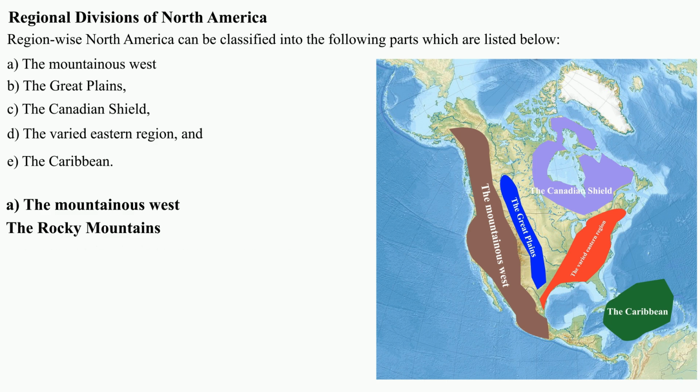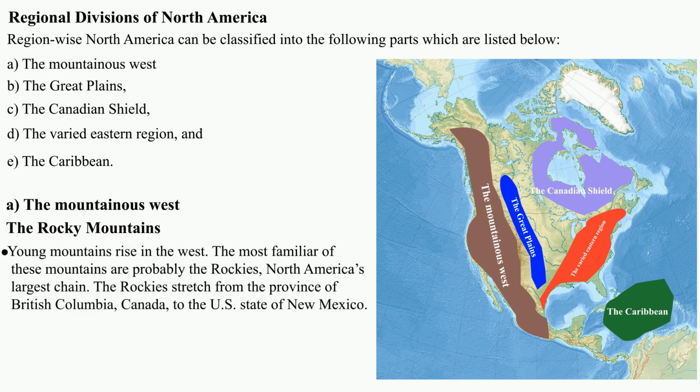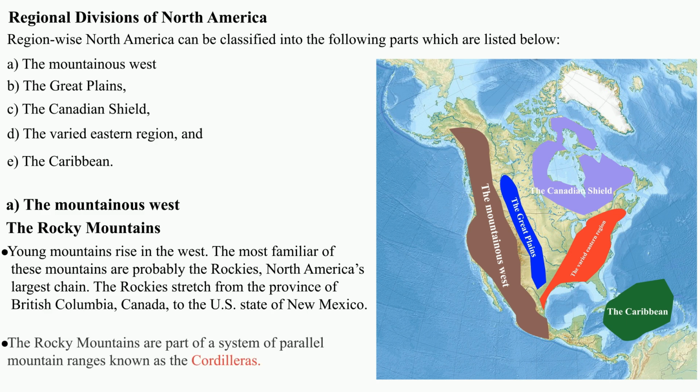The Rocky Mountains are young mountains that rise in the west. The most familiar of these mountains are probably the Rockies, North America's largest chain. The Rockies stretch from the province of British Columbia, Canada, to the US state of New Mexico. The Rocky Mountains are part of a system of parallel mountain ranges known as the Cordilleras. So do remember that they are called the Cordilleras.